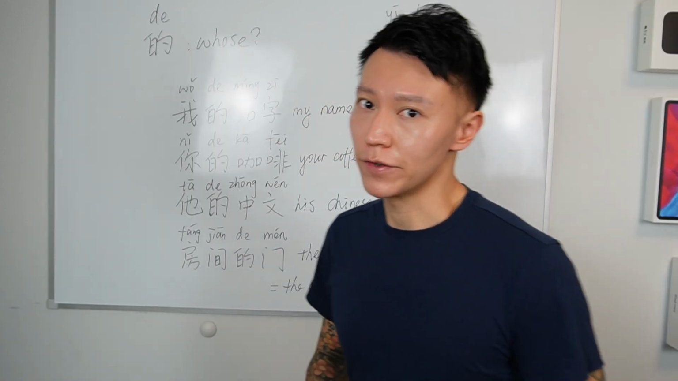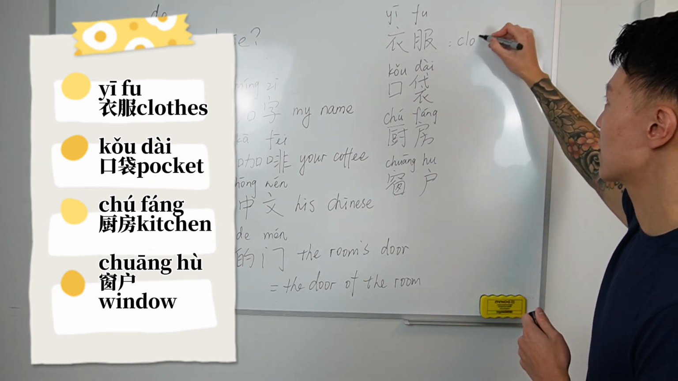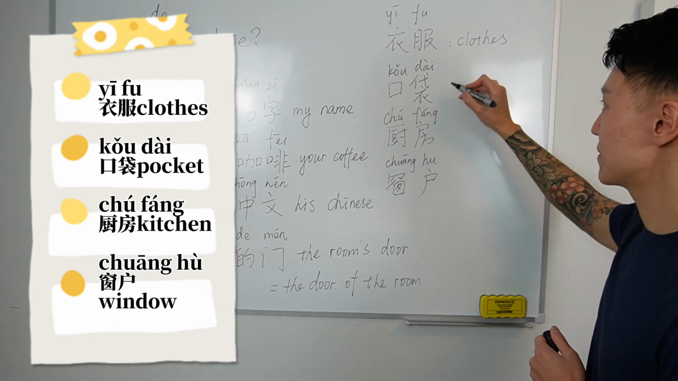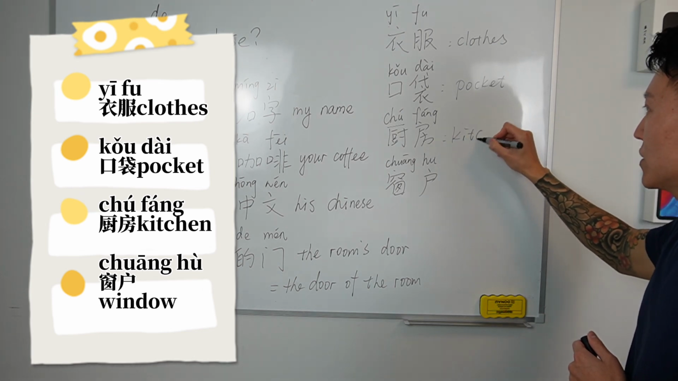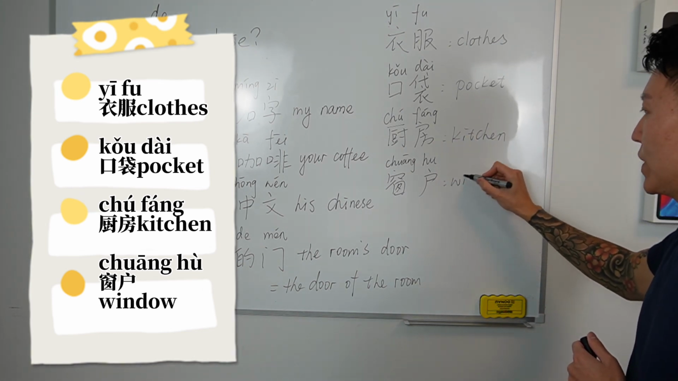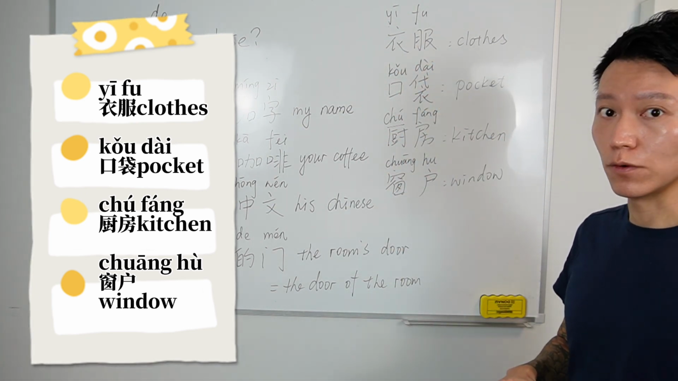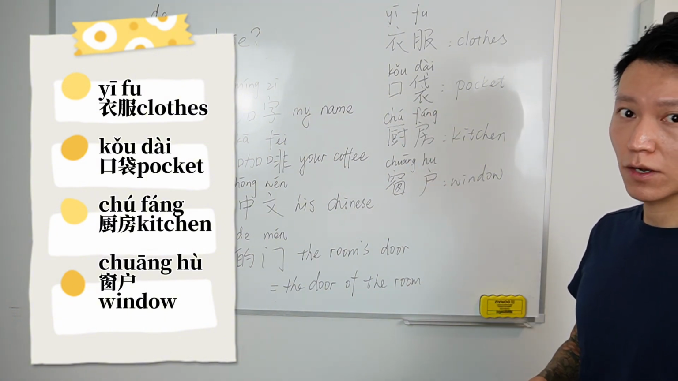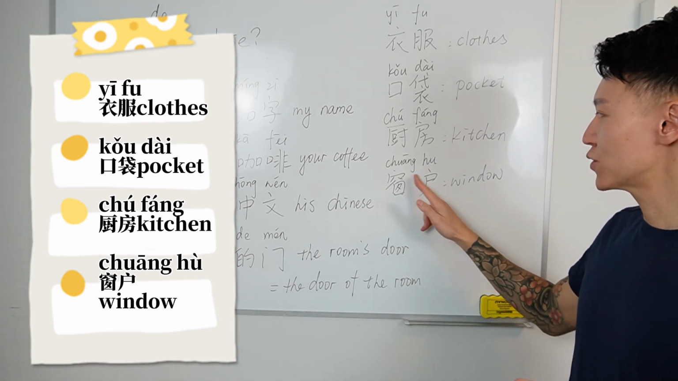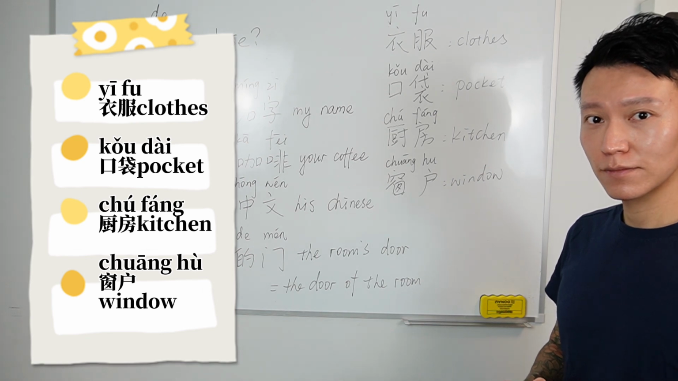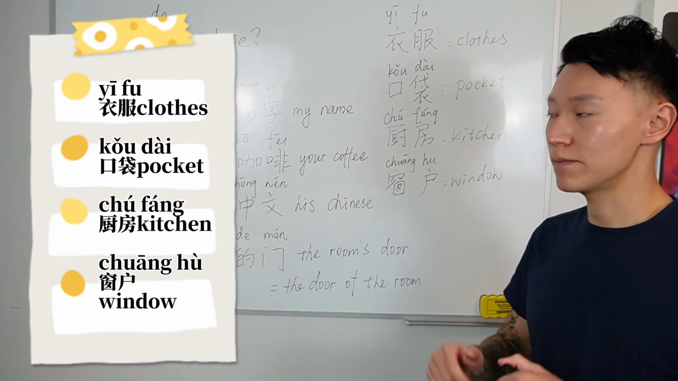Okay, I have some takeaway for you today. Here we have 4 words. The first one is 衣服, that is clothes. 口袋, that is pocket. 厨房, kitchen. 窗户, window. I will read them one more time. 衣服 口袋 厨房 窗户. Okay, I want you to translate those English sentences for me and leave them under the video.